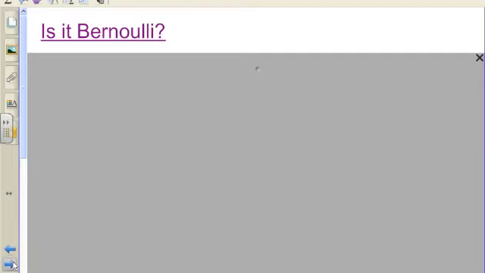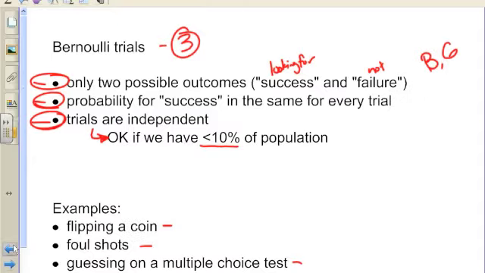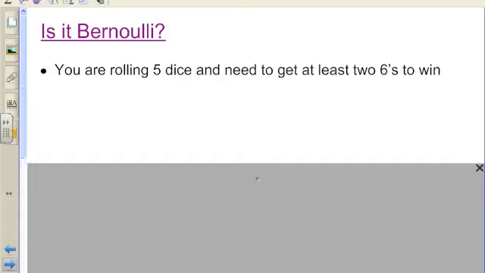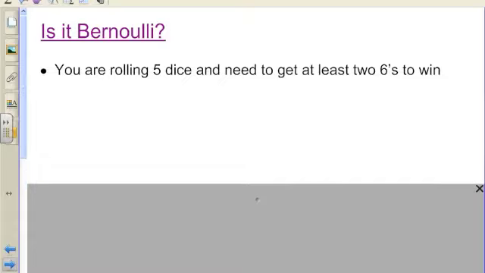So we're going to just do a couple examples here of, is it Bernoulli? We're going to think about those three things, okay? Thinking about two possible outcomes, probability is always the same, and that the trials are independent. So for each story problem, we're going to think about those three things. So here is my first one. You're rolling 5 dice, and you need to get 2 6s to win. Maybe this is a game. We need 2 6s to win.